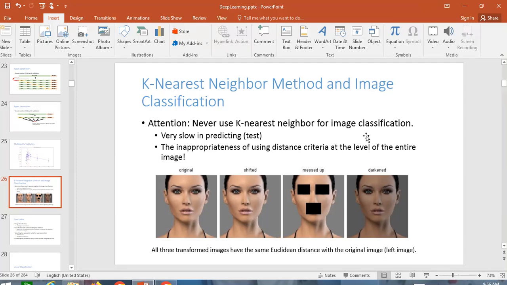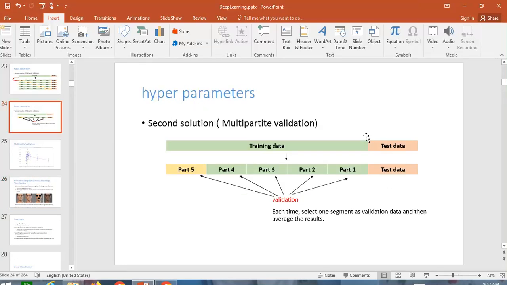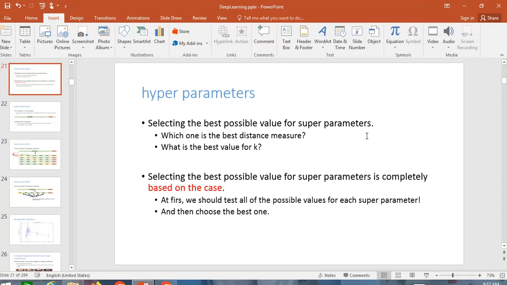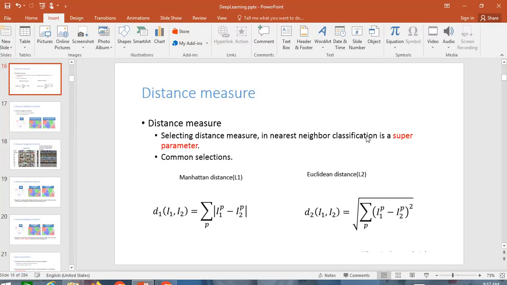Now the question arises, how much should k be in nearest neighbor? Or for example, should the first norm be used to determine the distance or the second norm? These are the distance standards actually. This is the first norm, L1, and this is the second norm, L2. It means that the numbers themselves must be added or their second power. These are usually determined by validation methods. We have cross-validation and k-fold cross-validation.